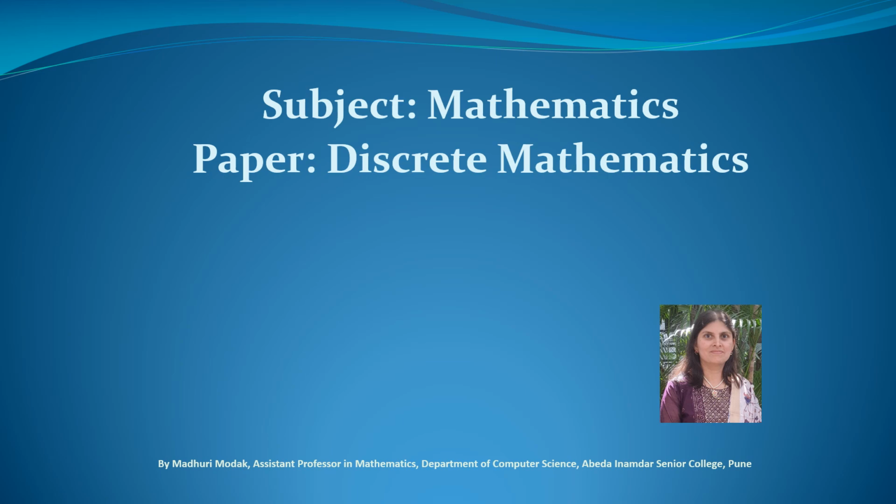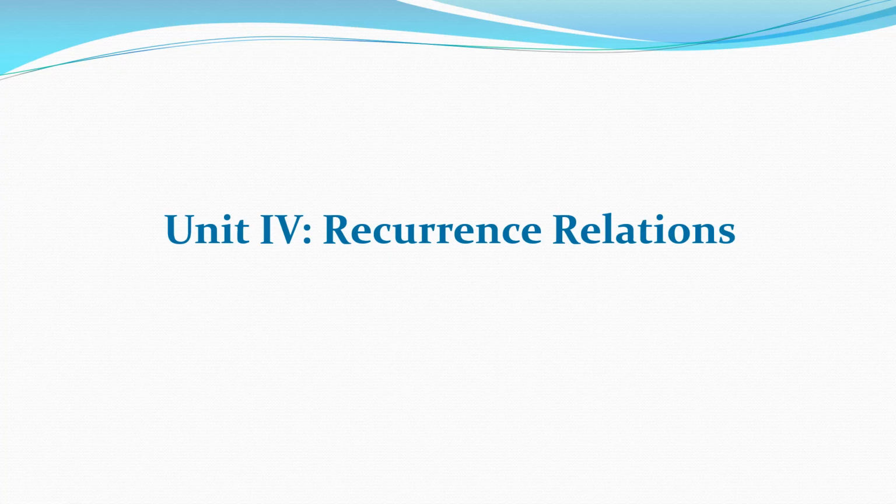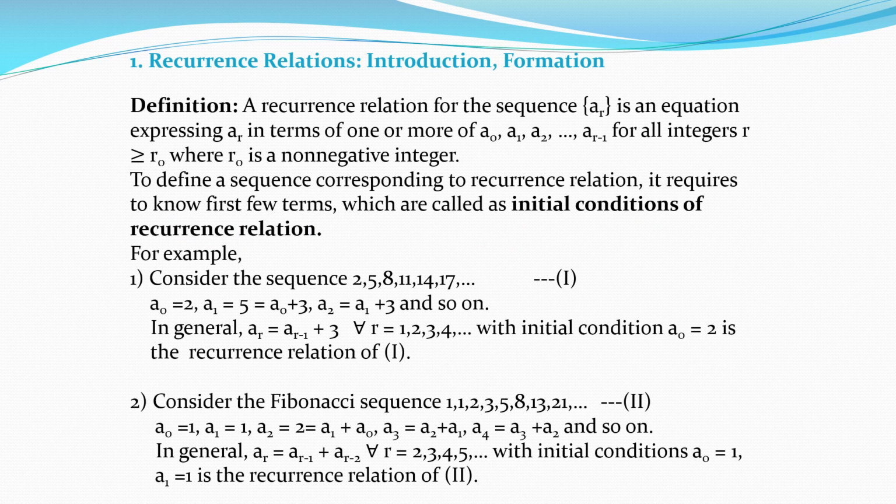Now, in the paper Discrete Mathematics, we start with Unit 4, that is Recurrence Relations. Now, first see what is the definition of recurrence relation. A recurrence relation for the sequence a_r is an equation expressing a_r in terms of one or more of a_0, a_1, a_2, ..., a_(r-1) for all integers r greater than or equal to r_0, where r_0 is a non-negative integer. So, what is a recurrence relation?